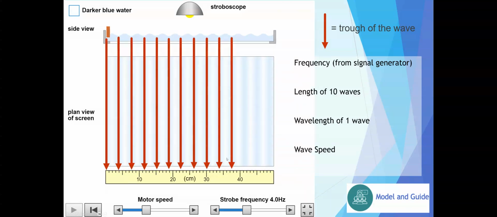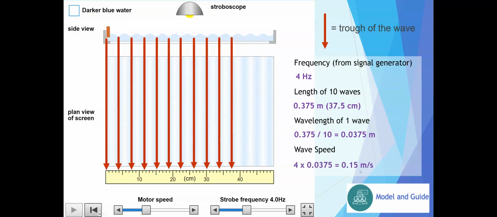So we can see here we've got a different frequency because they've moved close together, and it says they're 4 hertz. So we've got 4 hertz. We measure the length of 10 waves. So here we've got 35, 36, 37 and a half. 37 and a half is 0.375 meters because we divide it by 100. And then if 10 waves is 0.375 meters, we divide it by 10 to get just one wave, which is that. And we do frequency times wavelength to give us 0.15 again.